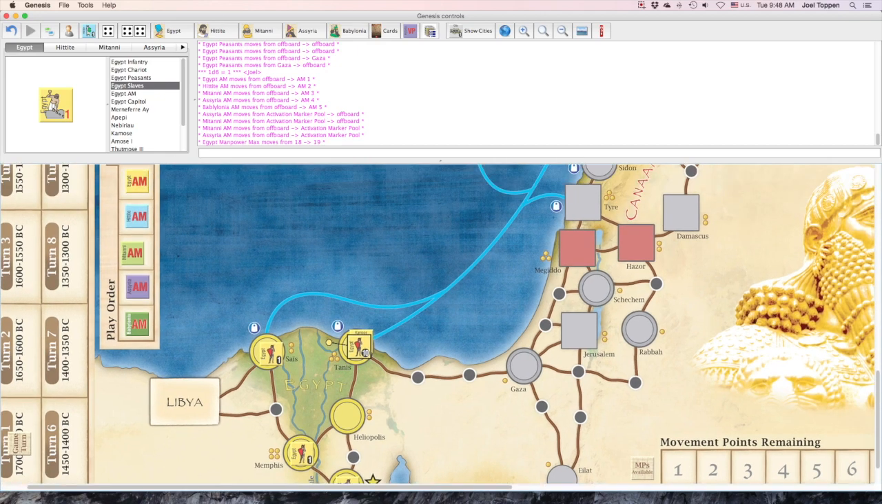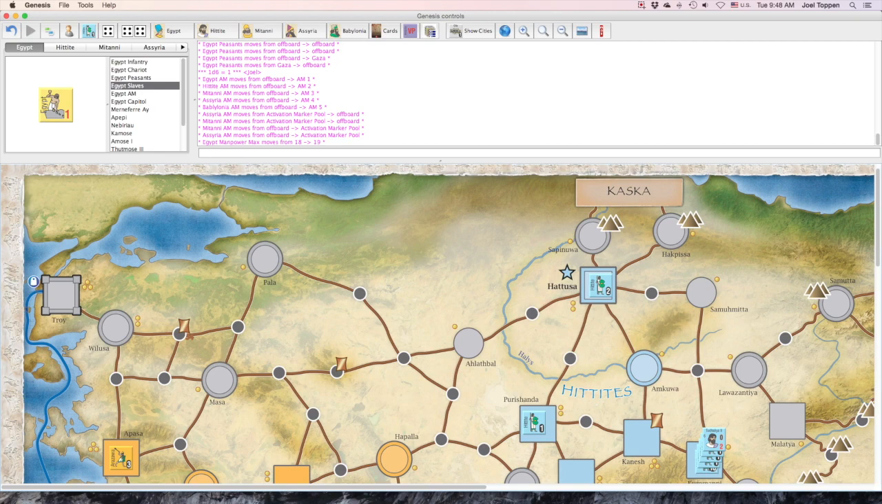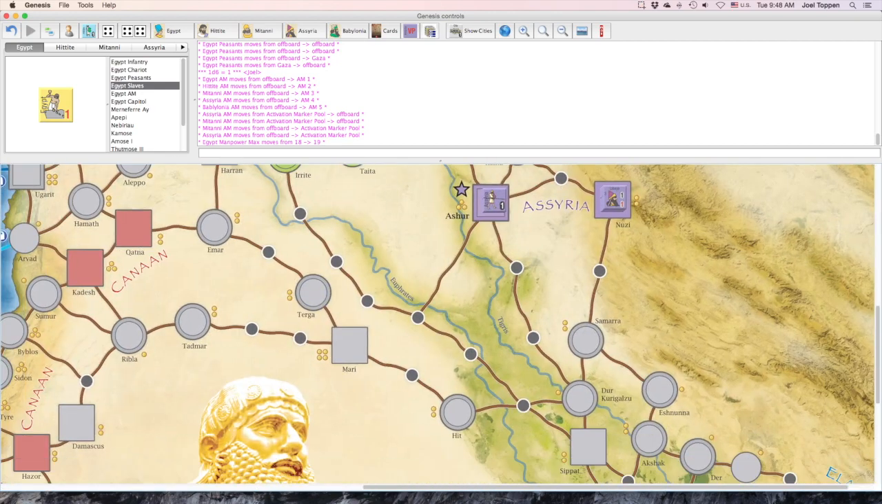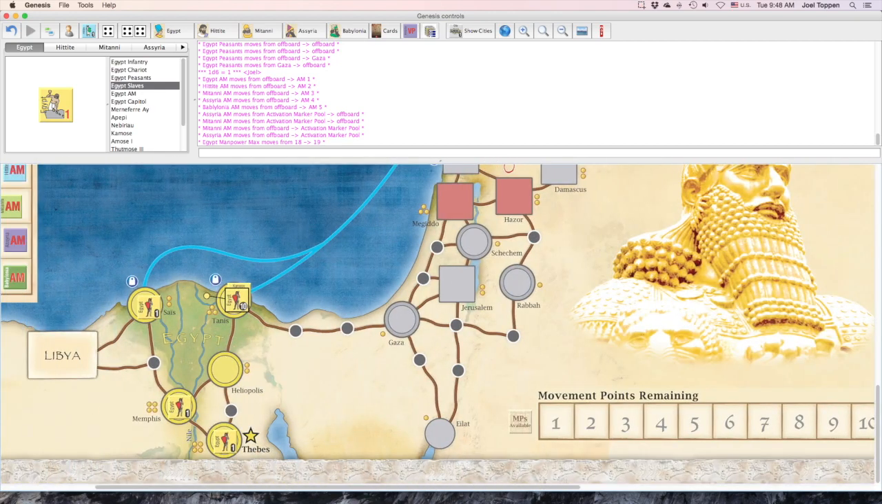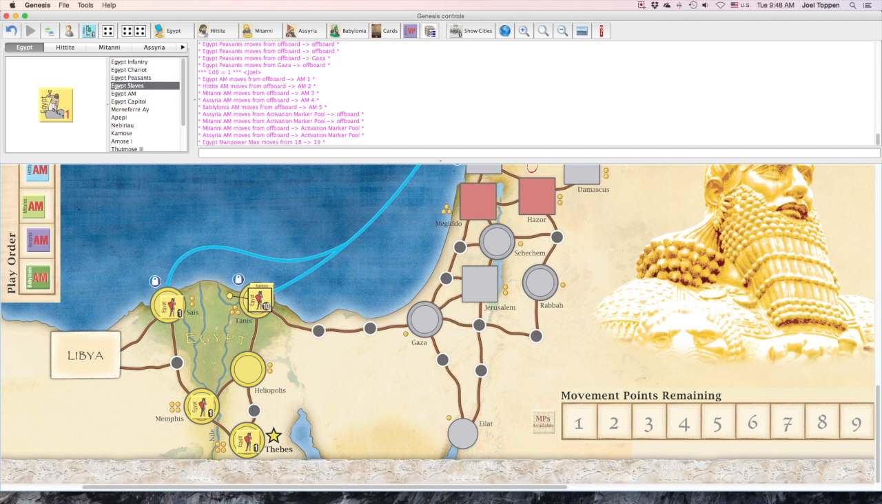So that's just a real basic overview of how play works, the map, the pieces. What I'll do in the next video is I'll take you through a turn, and we'll start pushing some pieces around and seeing how the different mechanics of the game work.